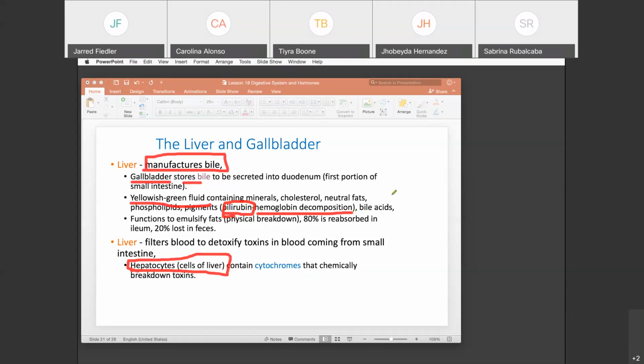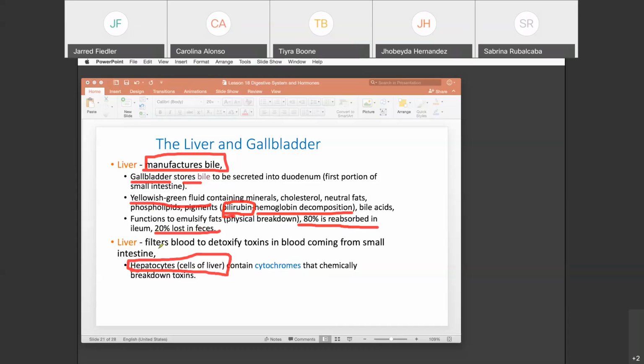Now, the function of bile is primarily to emulsify fats, and emulsifying fats is the process by which we break down fats physically. However, the vast majority of this is going to be reabsorbed in the ileum, and only 20% is lost in feces. So we have a pretty high reabsorption rate of bile, about 20% lost in feces.